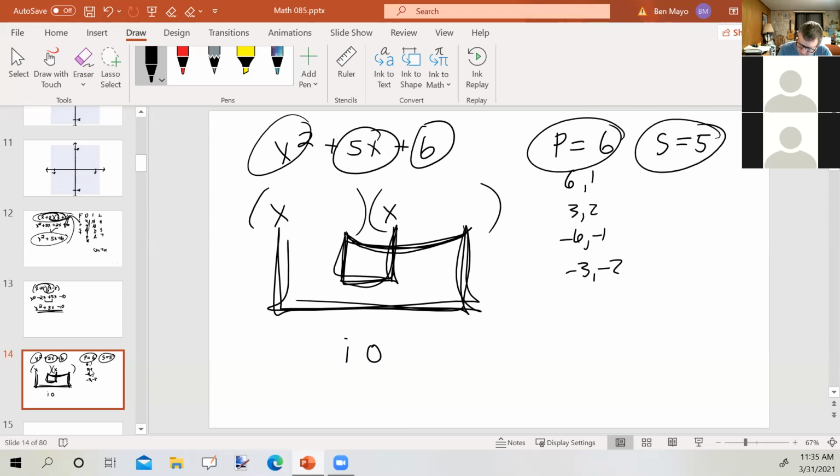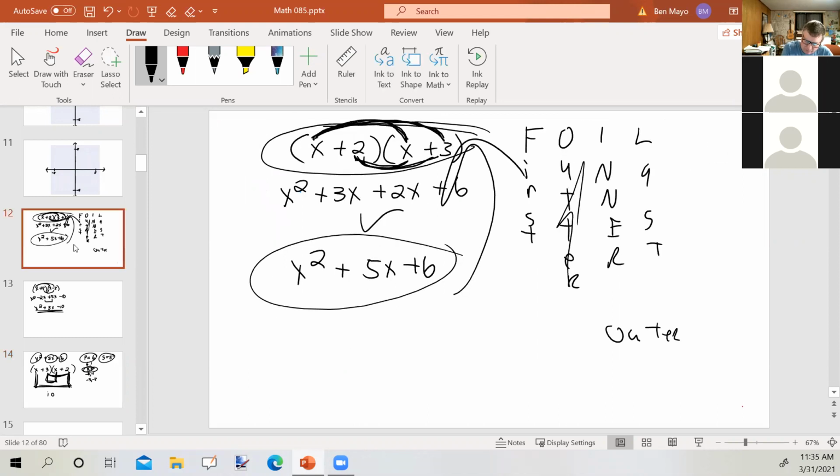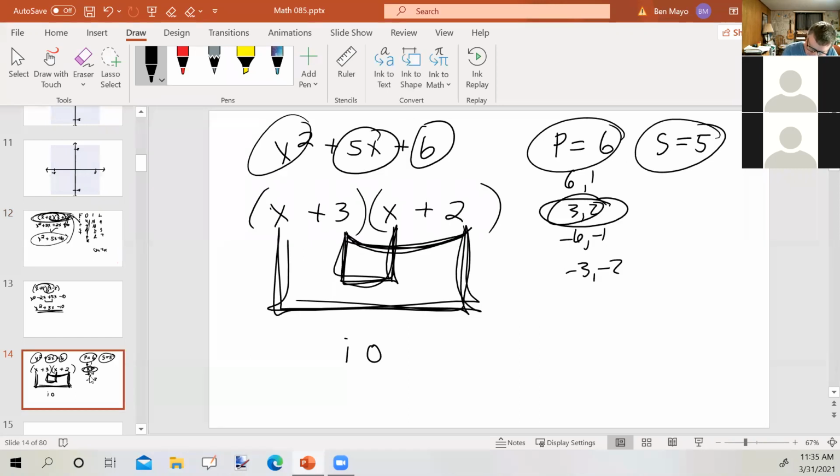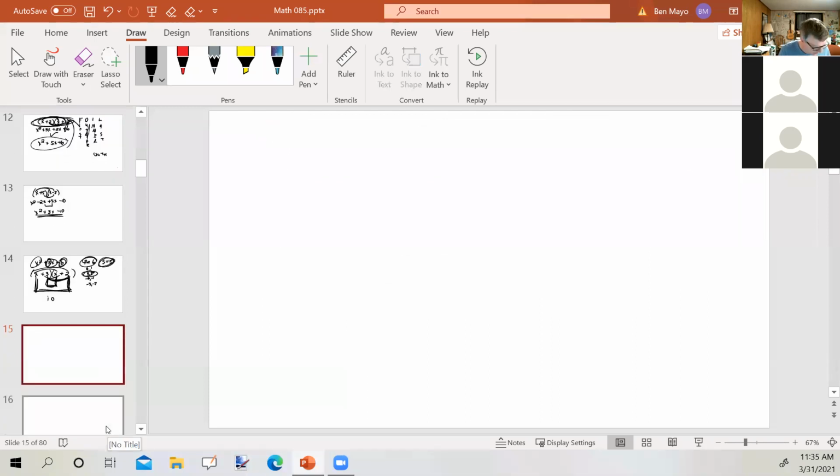Well, if you look at these pairs of numbers, this one has a product of 6 and a sum of 5. So those are the two numbers that are going to go in to complete the two sets of parentheses. And sure enough, x plus 3 times x plus 2. That's what we started with up there. That's going to give us x squared plus 2x plus 3x, which is 5x plus 6. So we're looking for a product that is this number and a sum that is that coefficient. Let's take a look at another example.